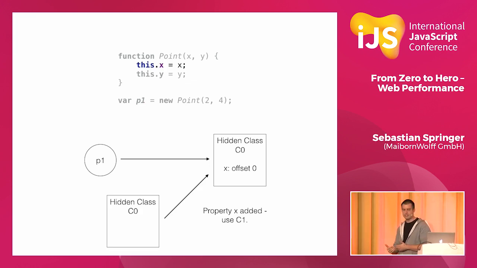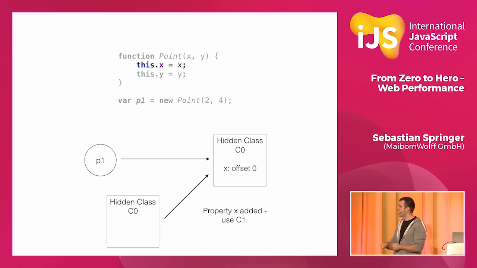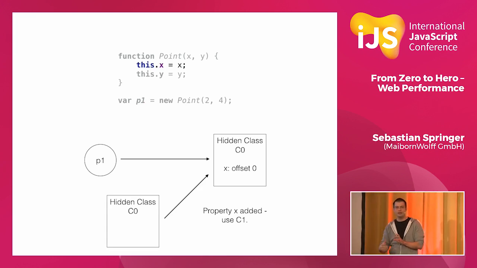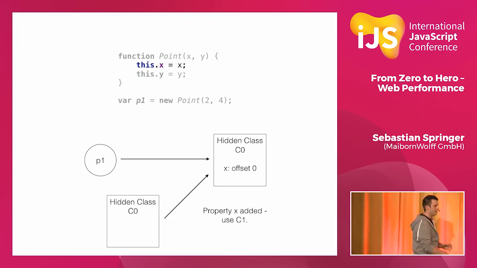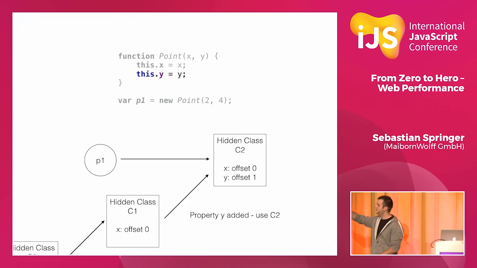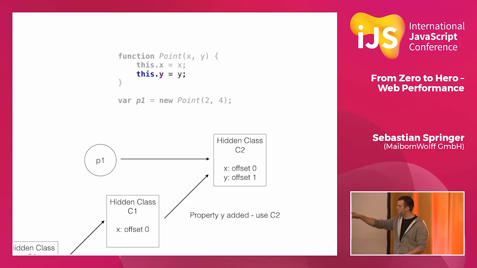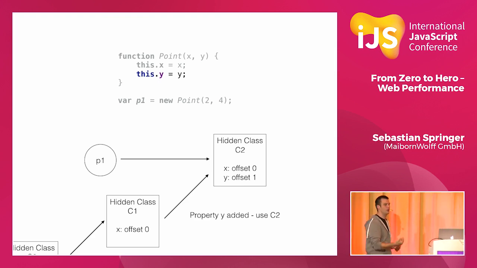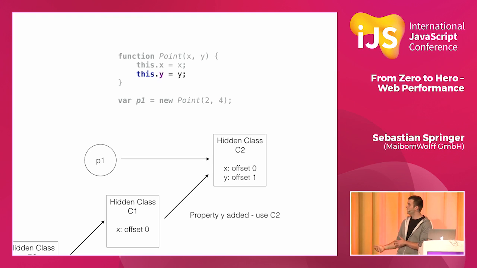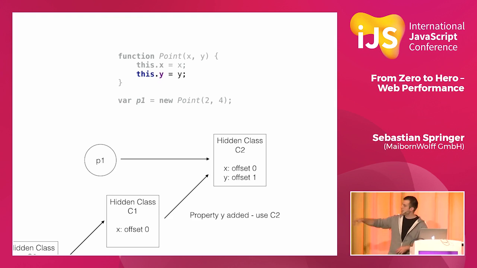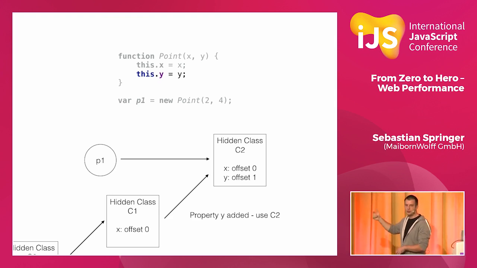Then you go to the next line and access the X property. Then another hidden class is generated, and it knows where to find the X property. Then you go to the next line and have another hidden class which knows where to find the X and the Y, and you have a transition from hidden class 0 to hidden class 1 to hidden class 2. If you have another point object, P2, generated by the same constructor function, then the same transitions and the same hidden classes are used.